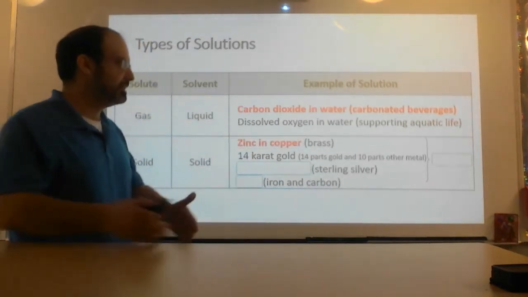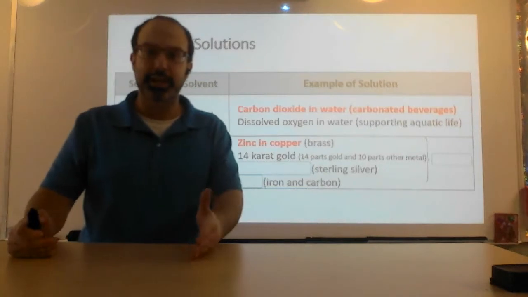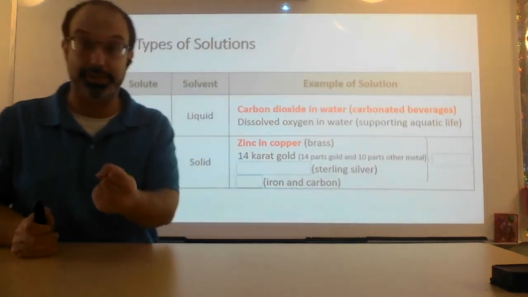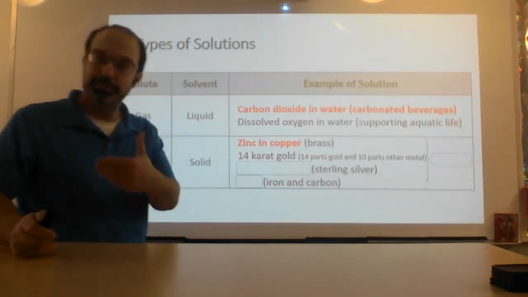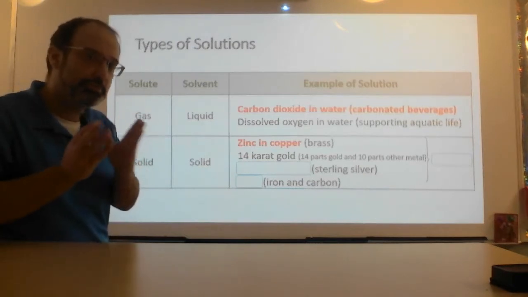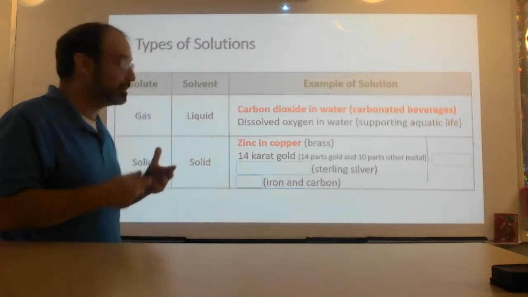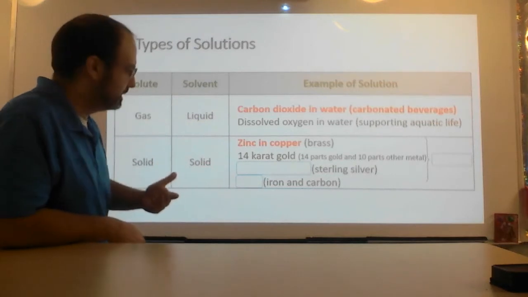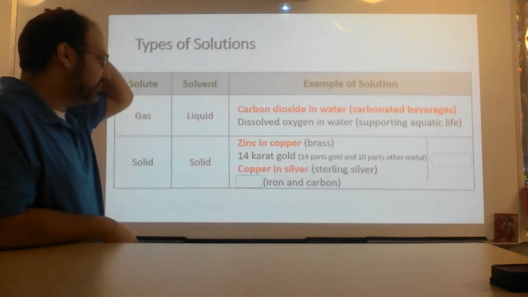First one on the list, zinc in copper makes brass. And if you do copper in tin, you make bronze. These are types of metals that are very useful. You mix the two metals and you get something stronger than what you started with. Same with the gold. Copper in silver makes sterling silver.